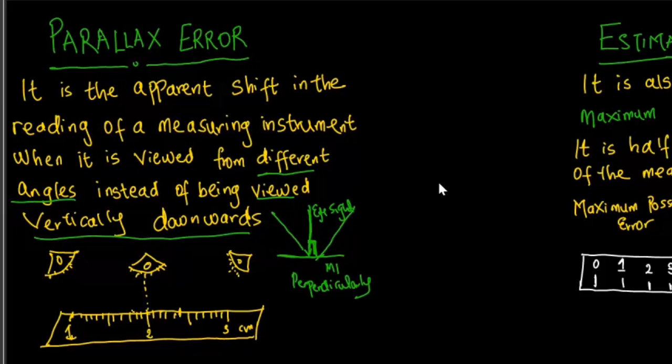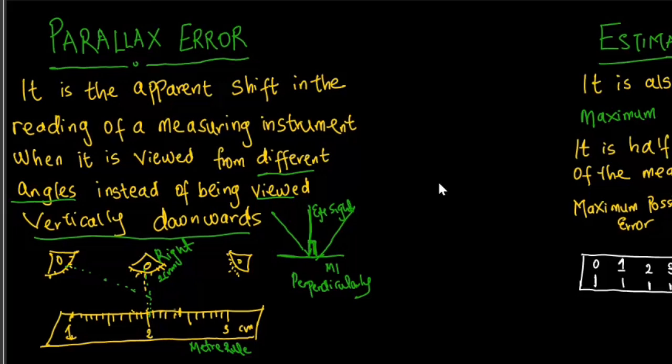So what does it mean? We have our measuring instrument here, this meter rule. So when you want to read your values, this is the right way of reading a value. So you have to look at it vertically downwards. So in this case, by looking at it, I'm going to obtain a value of 2 centimeters. But when I view this instrument from an angle, let's say from the left, I can view it like this.